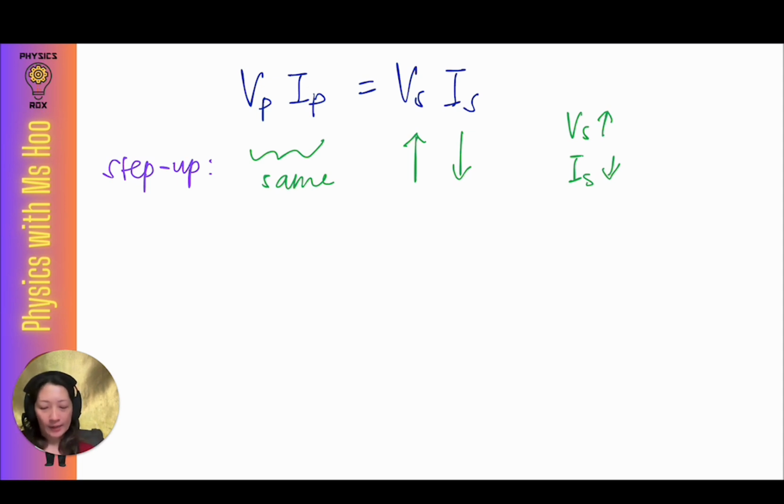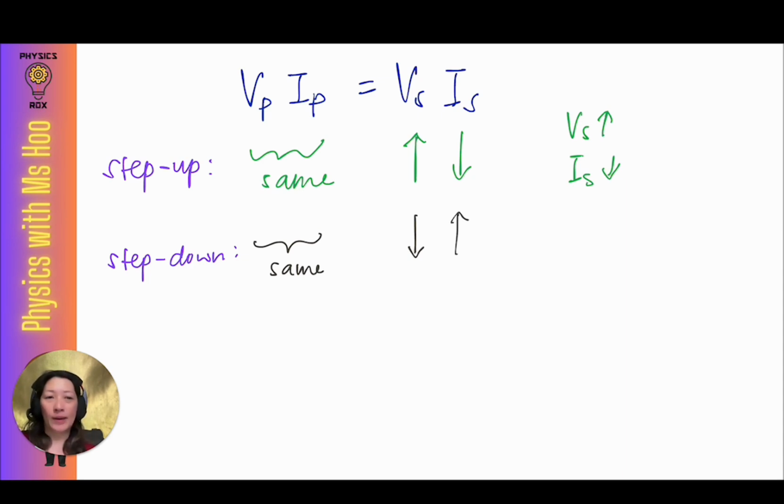Whereas for a step-down transformer, again, if the input power, VpIp, remains the same, a decrease in Vs would require an increase in Is to remain the same. So a decrease in Vs causes an increase in Is. So this is a mathematical thing. If you want to just give this a try, you can put in some numbers to figure it out. So let's just put some numbers here so that you can see it mathematically proven.